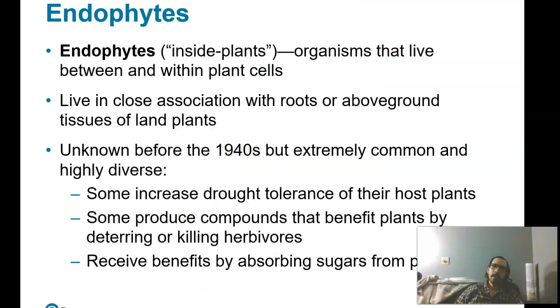Endophytes are organisms that live between and within plant cells. They live in close association with roots or aboveground tissues in land plants. So these were unknown before the 1940s, but they're extremely common and highly diverse. And some increase the drought tolerance of plants. Others produce compounds that can help the plant by deterring or killing herbivores. And then these are also receiving benefits, the sugar benefits, from plants.